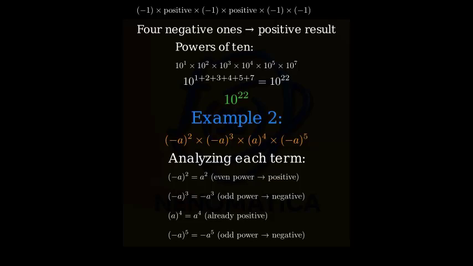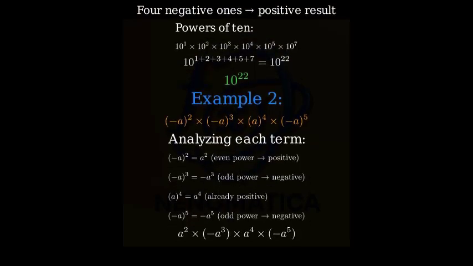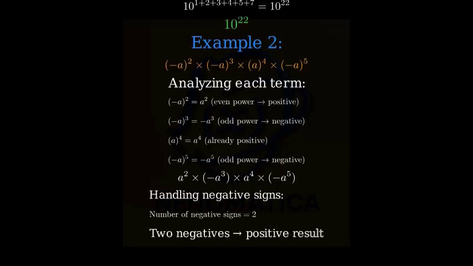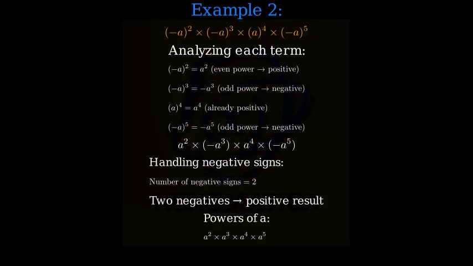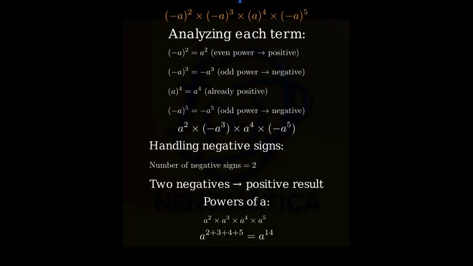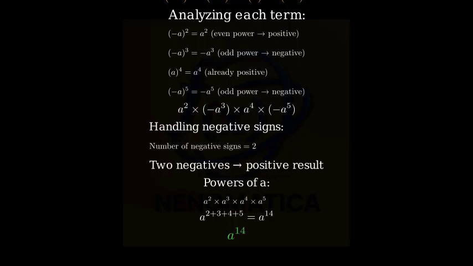Now, let's rewrite our expression based on these observations. We have a squared times negative a cubed times a to the fourth times negative a to the fifth. Now, we need to handle the negative signs. We have 2 negative signs in our expression, and since 2 negatives multiply to give a positive, the overall sign will be positive. Now, let's focus on the powers of a. We have a squared, a cubed, a to the fourth, and a to the fifth. Using the product rule for exponents, we add all these exponents. 2 plus 3 plus 4 plus 5 equals 14. So our final answer is a to the power of 14. Let's tackle our third example.